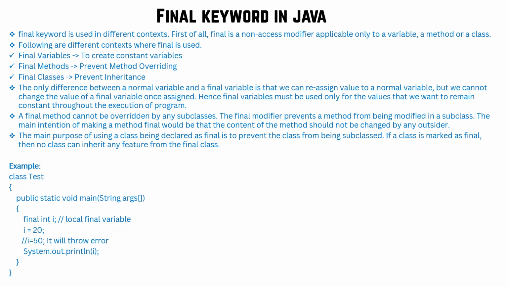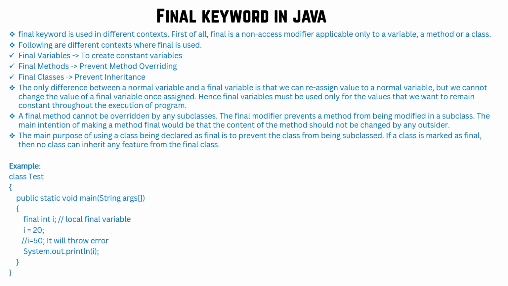The final keyword we primarily use in three contexts: variable level, method level, and class level. If you do not want to change the variable value, if you want to make it constant, you can declare that variable as final so it cannot be changed. If you do not want to inherit your class into any other subclass, you can make it final so that nobody can inherit your class.